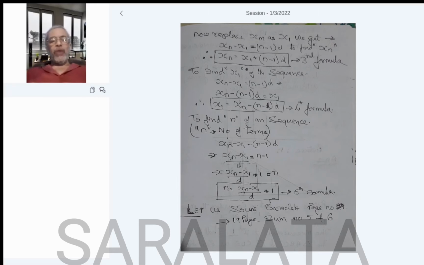That's my third formula. The same thing can also be done as xn is equal to xm plus (n minus m) into d. So instead of 1, it will be n minus m. It's not necessary that we need to find the first term. To find a term, it's good enough to convert xm as 1, so that both the formulas are equivalent to us. That is, xn minus xm is equal to (n minus m) into d.